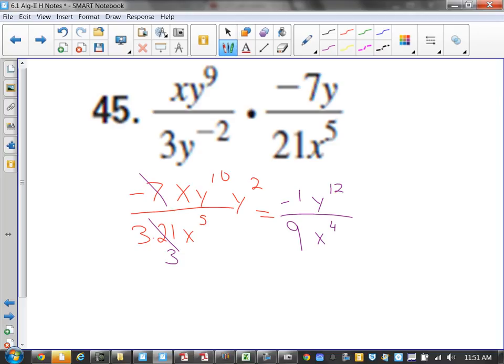Okay. Now, could you have written it as negative y to the 12th? Yes. It's fine. It's not a big deal. You didn't have to. It's fine if you did, because it's still going to work itself out. All right.